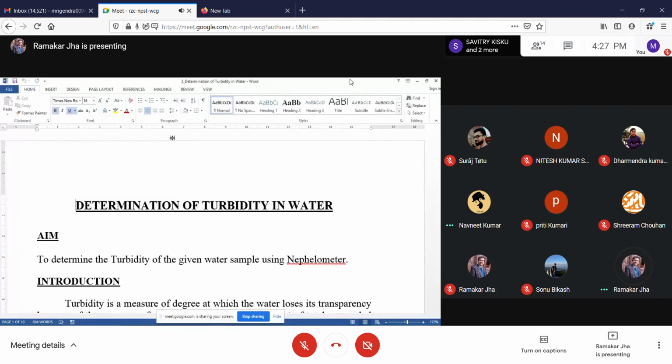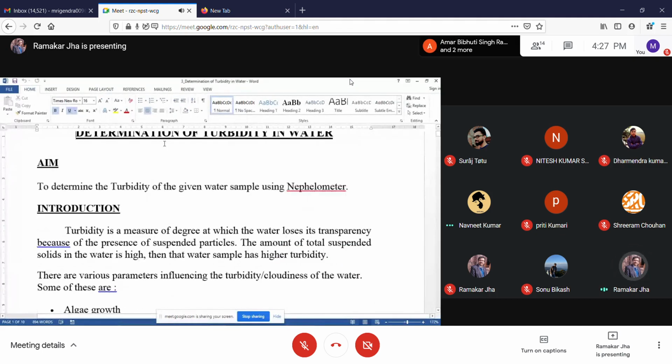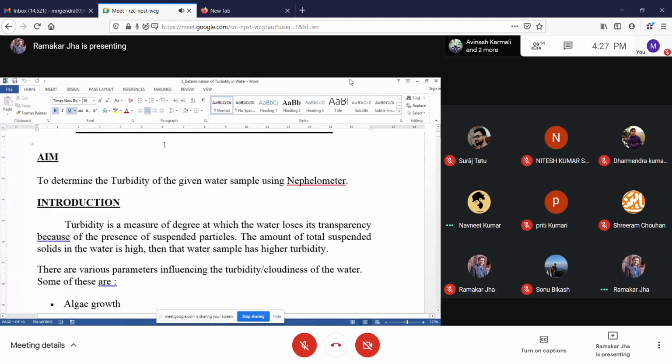Right? So it is a transparency, it is a light which is going below and coming back. So now, theory. Turbidity is a measure of degree at which the water loses its transparency, due to the presence of these suspended particles.